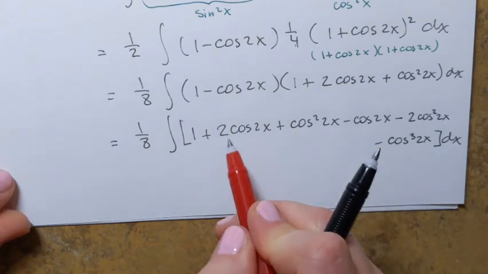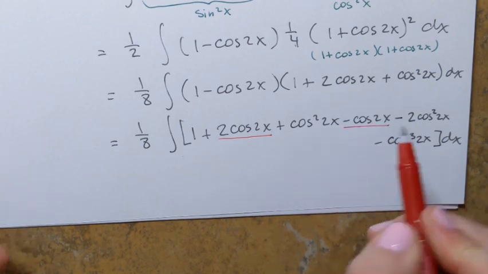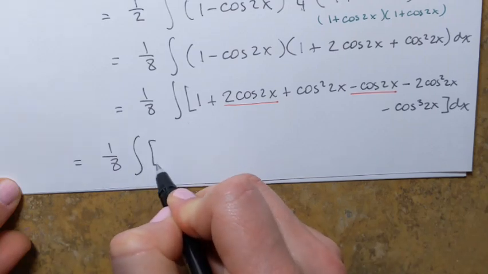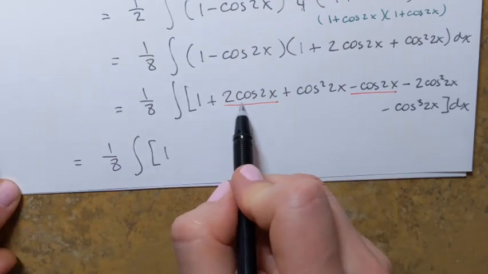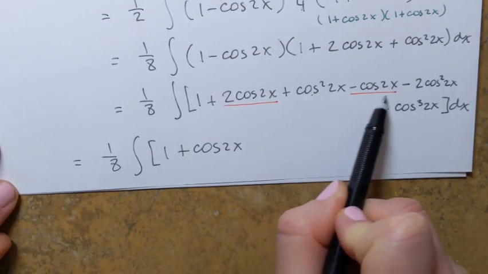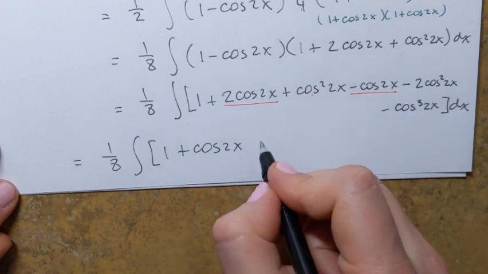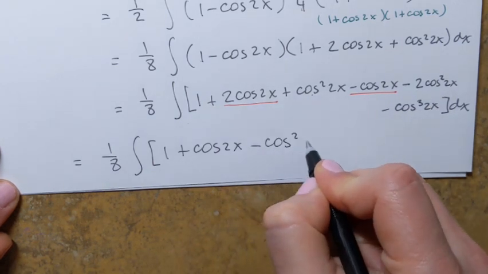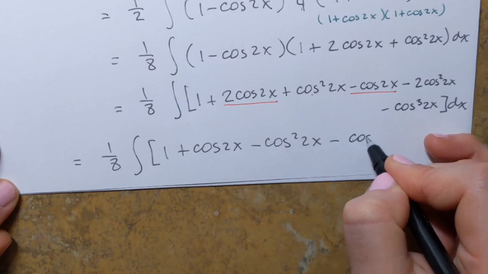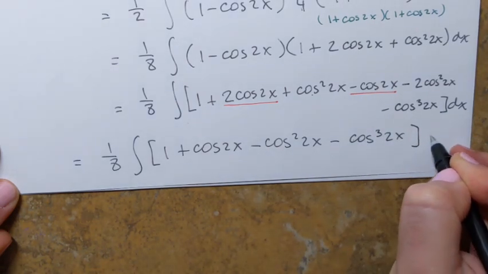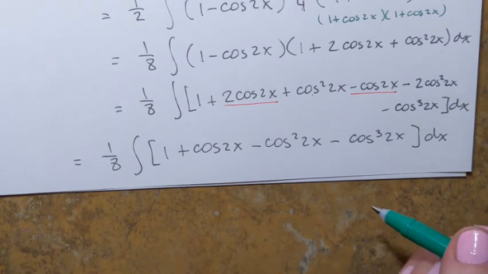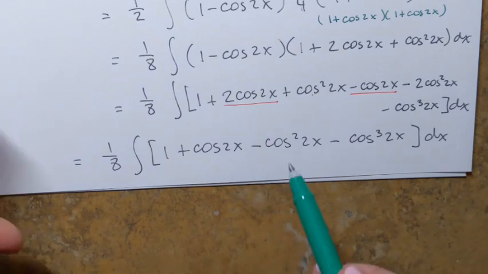I think I do. So 2 cosine of 2x minus cosine of 2x, that can be combined. So 1 plus cosine of 2x. Now cosine squared of 2x minus 2 cosine squared of 2x, that's minus cosine squared of 2x. And then minus cosine to the third power of 2x, dx. Now let's integrate. So that becomes a pretty long example, but the main portion is done.